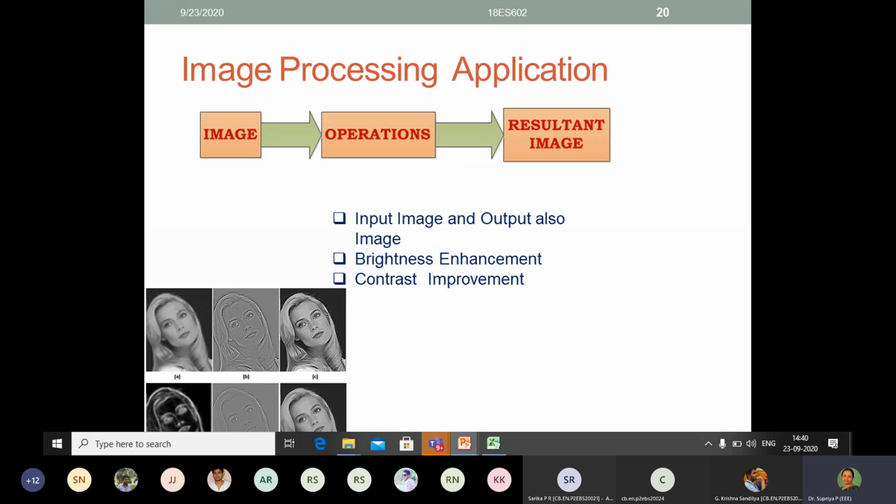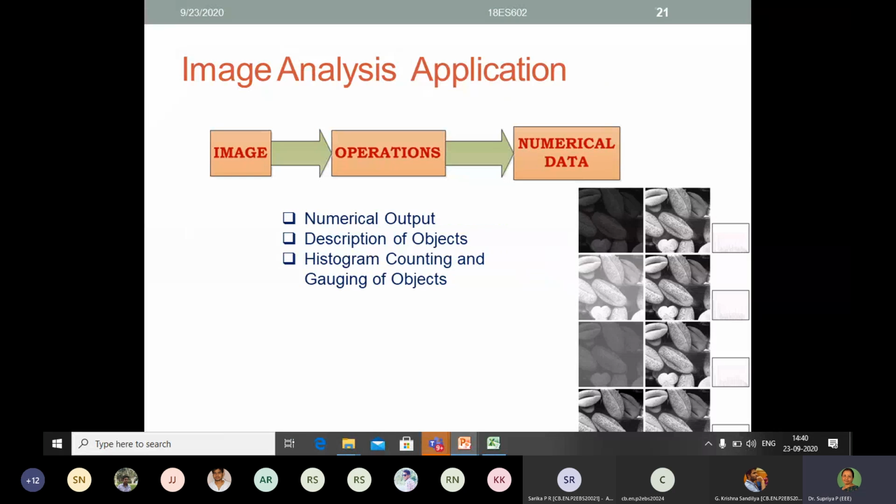Your problem requires. The next case that we are going to discuss is an image analysis application, where we are going to say that we have taken an image and we are going to count the number of objects that are present in an image.